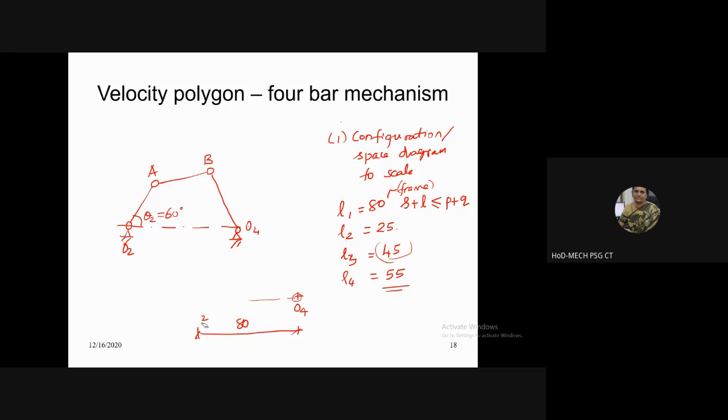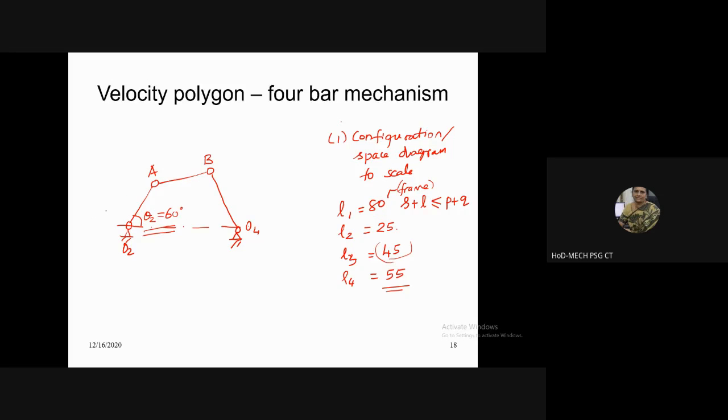Now we need to draw the velocity polygon. The actual drawing of the velocity polygon, I think we will defer to tomorrow. Now I wish to say that even though the mechanism is the same, for different values of theta, even if you change theta by 1 degree, 61, 59 and so on, the velocity polygon will be different. The answers will be different.